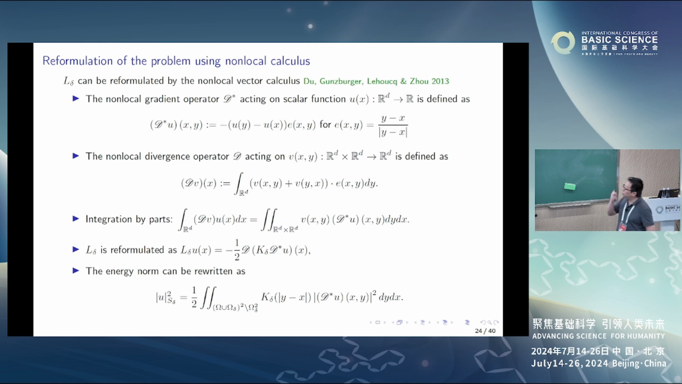And finally, I want to mention a little bit. You can have some reformulation of the nonlocal model and the problem using the nonlocal differential operators in nonlocal calculus. For example, you can define the nonlocal gradient operator and the nonlocal divergence operator. Then the nonlocal diffusion operator can be written as a composition of a nonlocal divergence and a nonlocal gradient. Okay, and your energy norm can be written in this form, which is more compact.